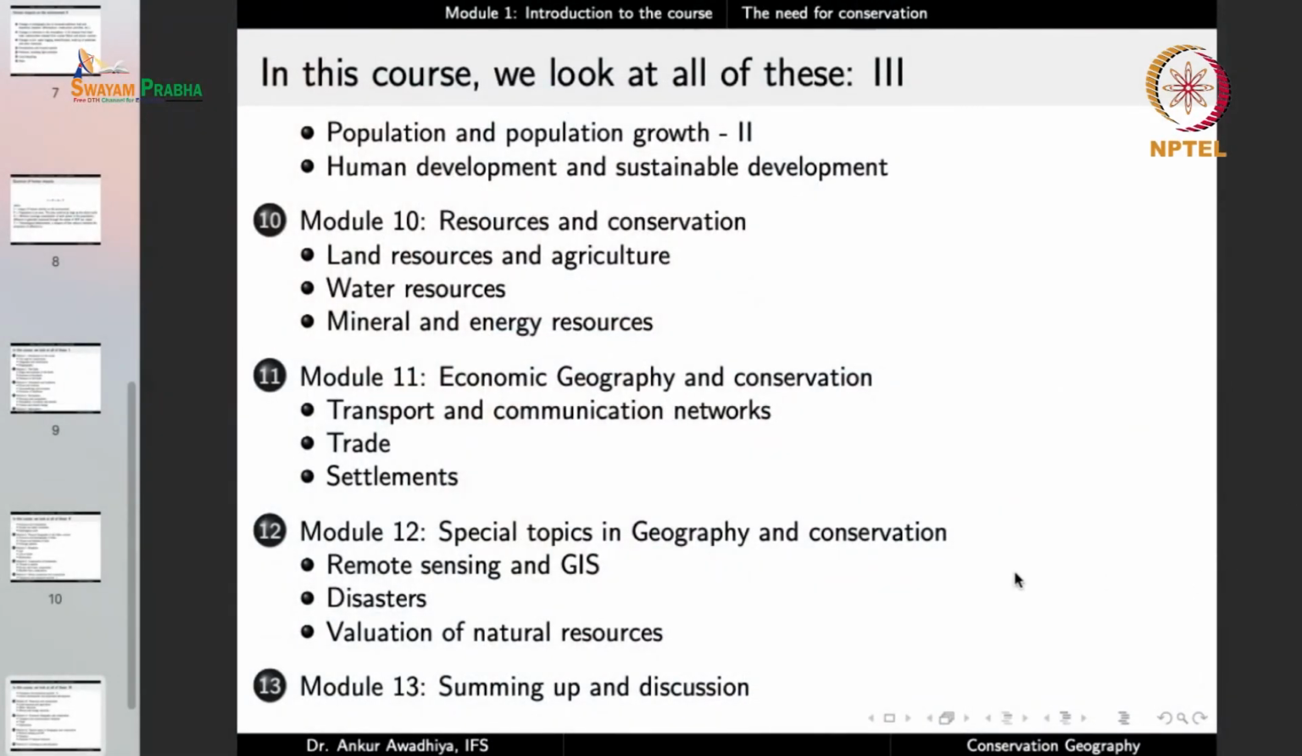In the 12th module, we will look at special topics in geography and conservation, things like remote sensing and GIS, which are now providing us with data to be used for conservation. We will look at disasters, and we will look at valuation of natural resources. And this will be followed by a summing up and discussion module.